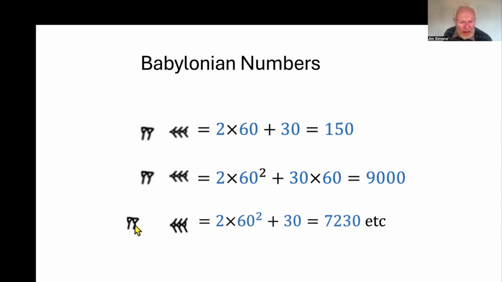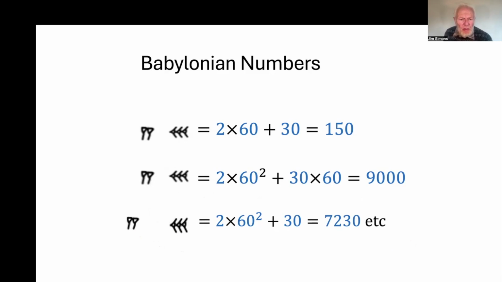And they didn't have a zero in the middle of numbers. They just left a gap. So this is two lots of 60 squared and, as it were, silently no lots of 60 and 31s. So that's what we'd call 7,230. So it's a somewhat strange system to our eyes. And the Babylonians themselves never did invent a zero.